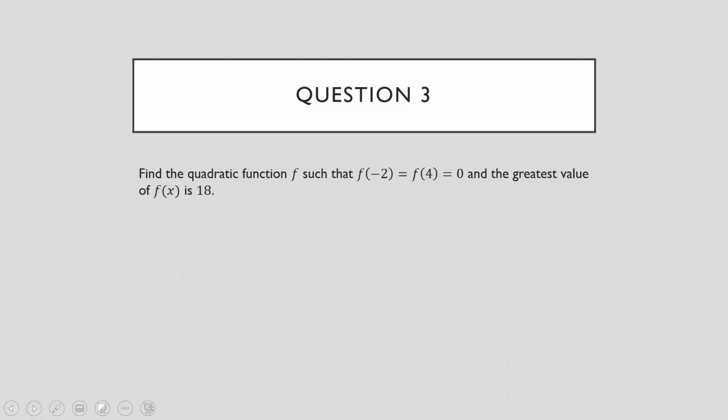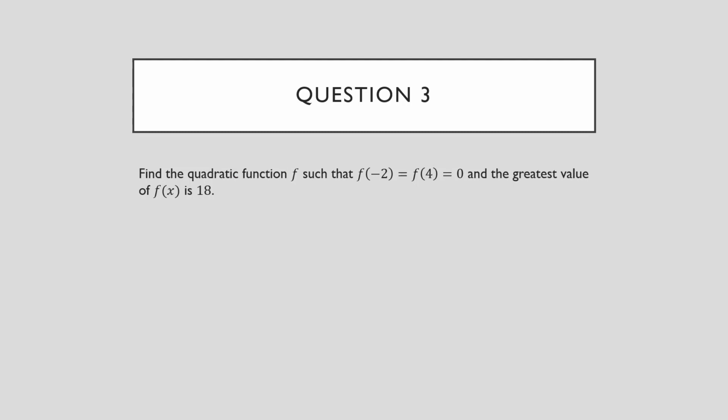Question 3. Find the quadratic function f such that f of -2 is equal to f of 4, which is equal to 0. So f of -2 is equal to 0, and f of 4 is equal to 0. And the greatest value of f of x is 18. All right, so how do we start something like this off? Well, it's asking us to find a quadratic function.